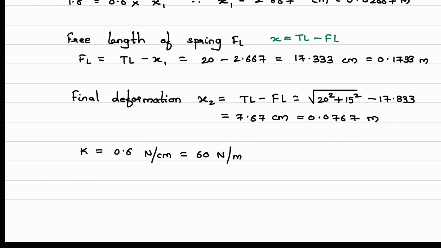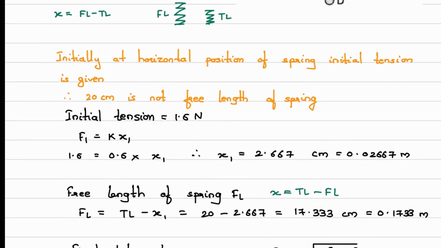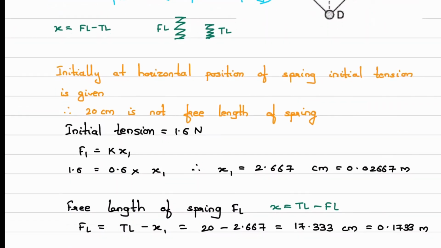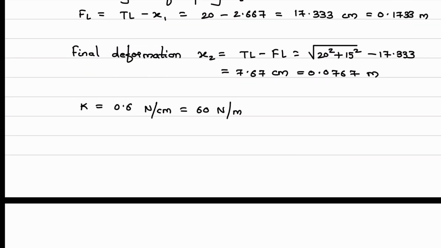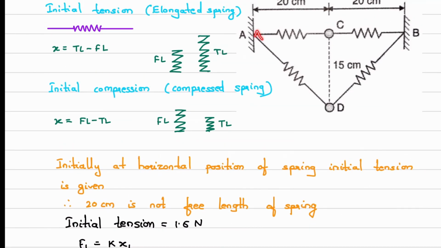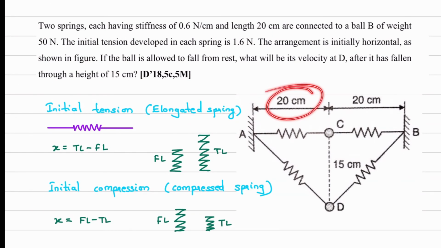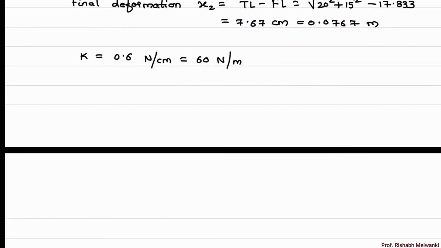Now once we have calculated the initial deformation and final deformation, what is the initial deformation? 0.02667 meter. What is the final deformation? 0.0767 meter. So here we have the initial deformation and here the final deformation. Now suppose in the question this 20 centimeter itself is the free length, then the initial deformation x1 will be equal to 0, because it is given as the free length in that numerical. You just have to keep that in mind. So for this case we have both x1 and x2, so I'll apply the work energy principle.